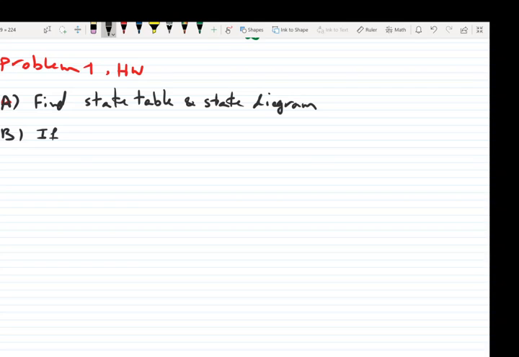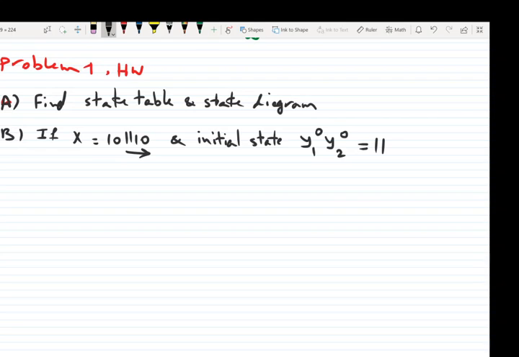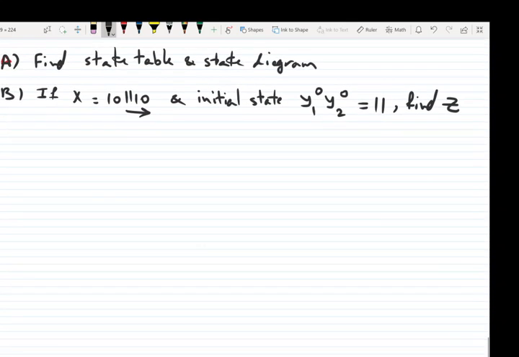Part B: if input x is equal to 1 0 1 1 1 0 in this direction, and the initial state y1 y2 is 1 1, it means that the outputs of both flip-flops are 1 at the initial state, find z, and also draw the timing diagram.